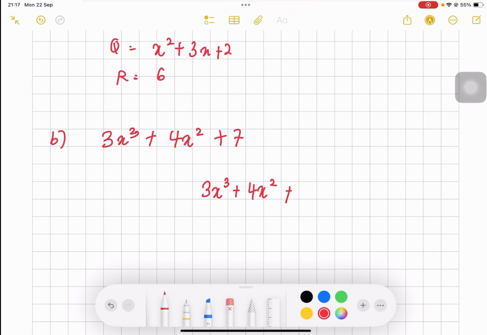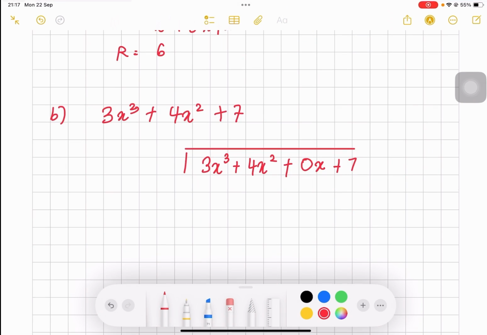Now we can see that x to the power of 1 is not in the equation, so you have to create some value: 0. 0x to the power of 1 plus 7, divided by x plus 2, or you could write it as x plus 2, same thing.